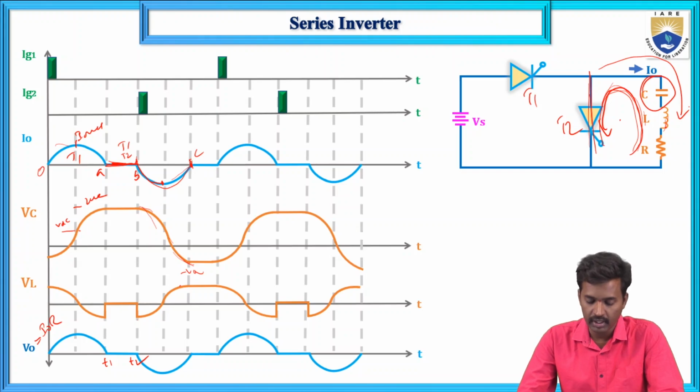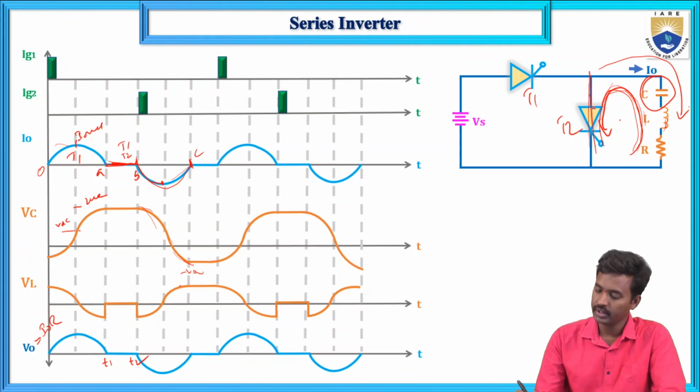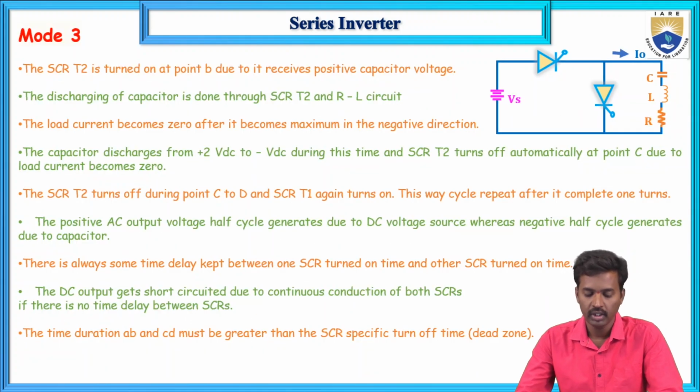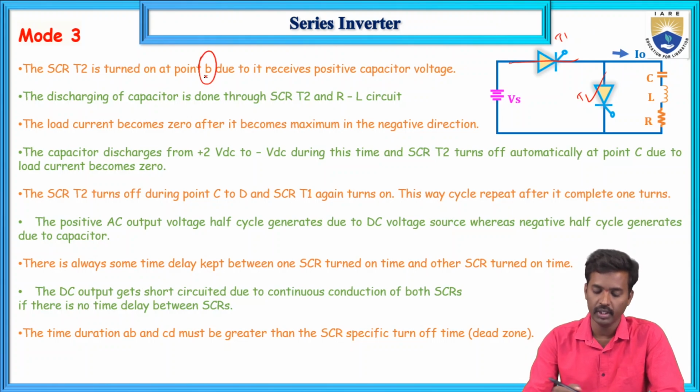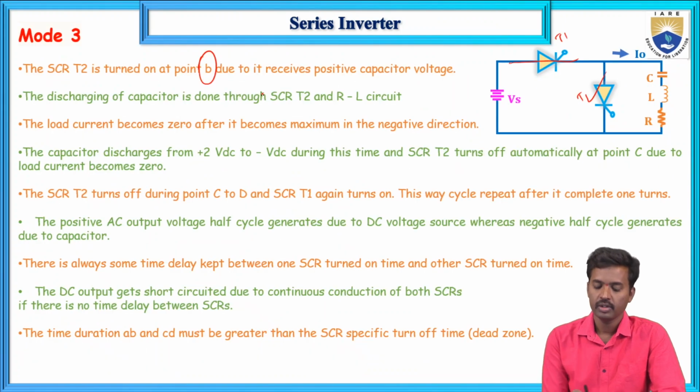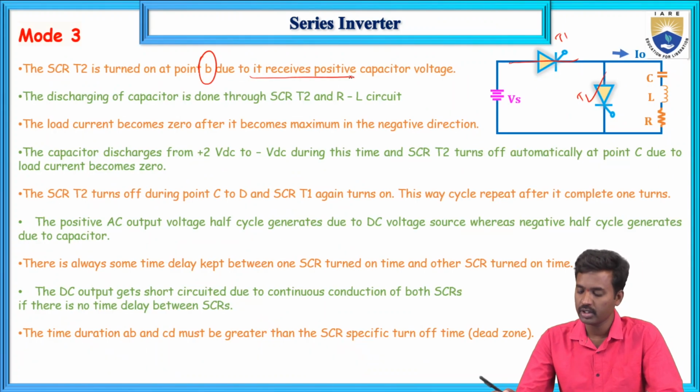Next, the second cycle is also the same. In this case, T2 will be turned off at C, and T1 and T2 are both turned off. Again the next cycle repeats. So that is mode 3. In mode 3, what will happen? T1 is turned off, and T2 is turned on at point B only. Now it receives the positive voltage.